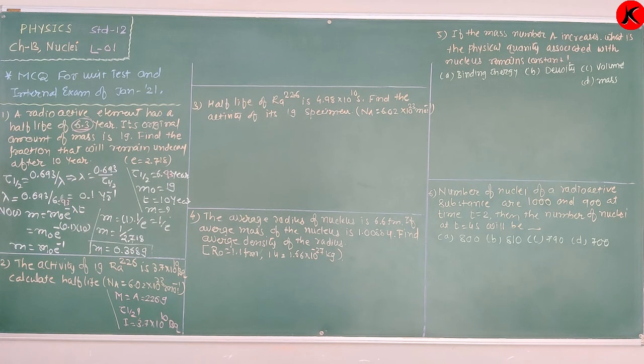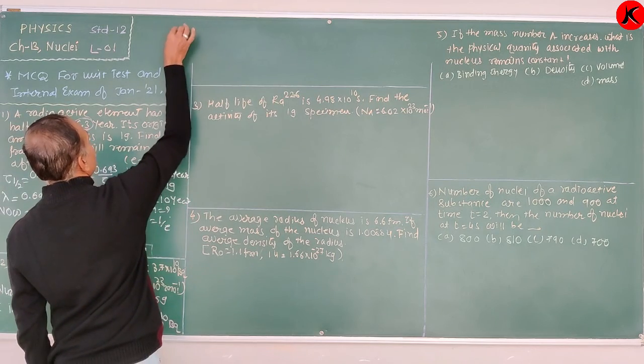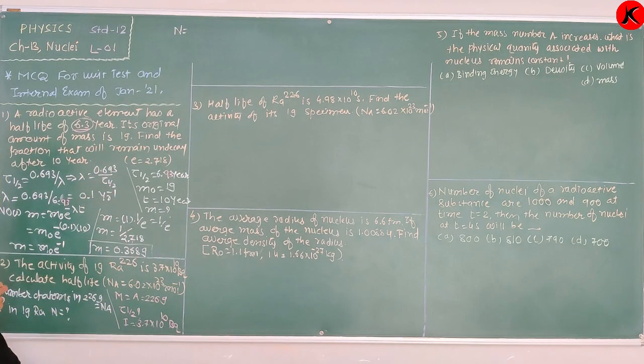First we have to find the number of nuclei in 1 mole of radium, because we have to find the activity of 1 gram. Activity is given, we have to find the half-life. For that purpose, the number of atoms in 226 gram is equal to the Avogadro number. Therefore, in 1 gram of radium, N is equal to what? N is equal to Na upon 226 gram.